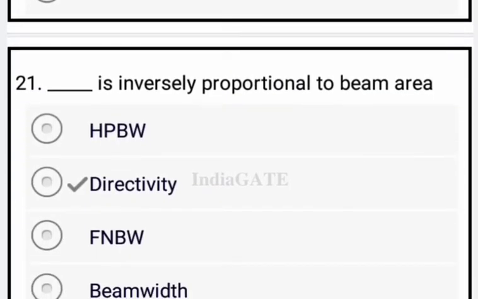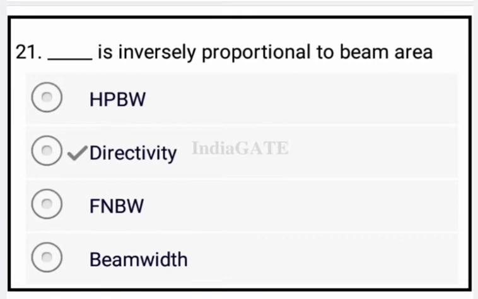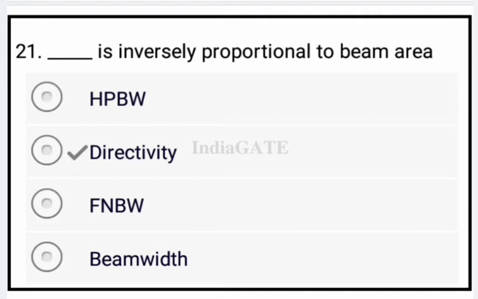Next question. Dash is inversely proportional to the beam area. It is called directivity. Directivity is inversely proportional to the beam area. Now come to the next question.